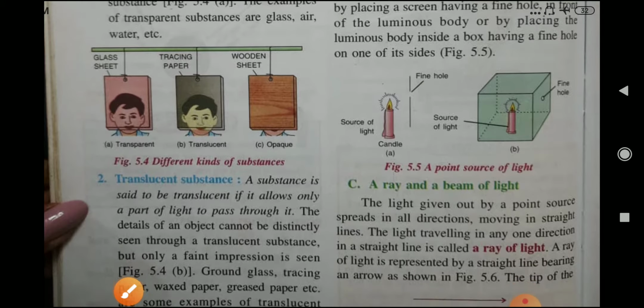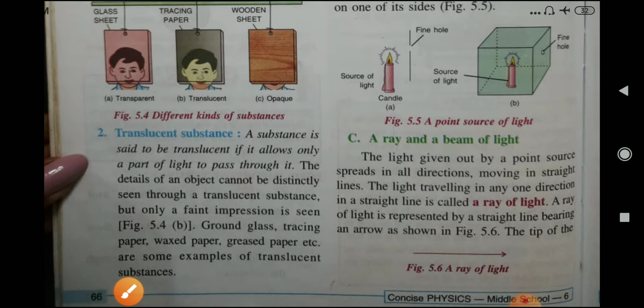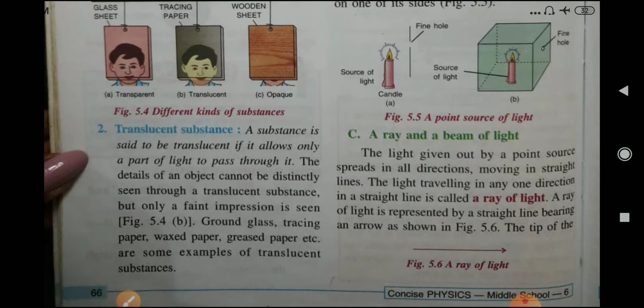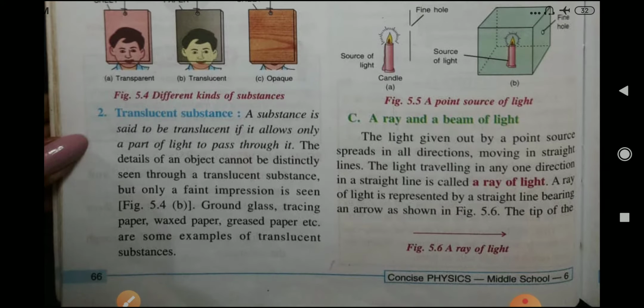Now, translucent substances are those substances which allow only a part of light to pass through them. Means only a part of light passes through those substances, and those substances are known as translucent substances. For example, ground glass, tracing paper, wax paper, greased paper, all these are translucent substances.